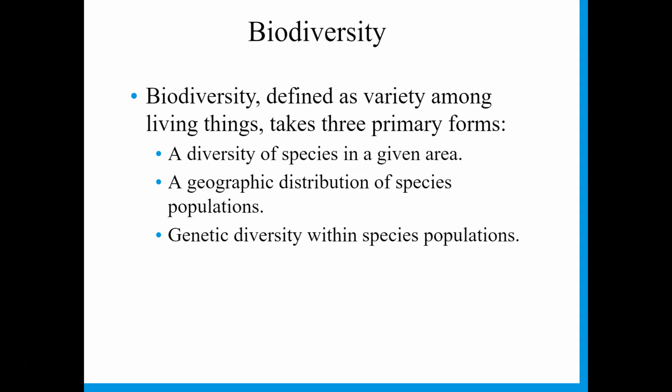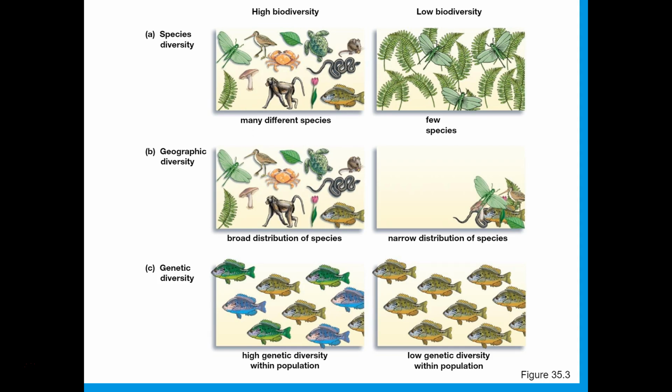Biodiversity is defined as a variety among living things, and it takes 3 primary forms. It used to be thought of just in terms of species diversity, but there's lots more to it than that. So there is diversity of species, there's distribution of species, and there's genetic diversity within species populations. I'll show you a picture so we can talk about those things. Here is high species diversity. You see all these different creatures, these different species living together. This is low biodiversity. There are a few species here, just ferns and these bugs.